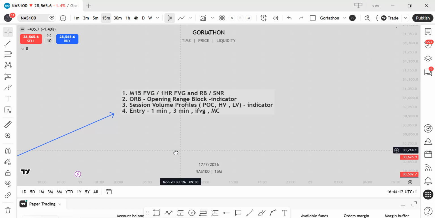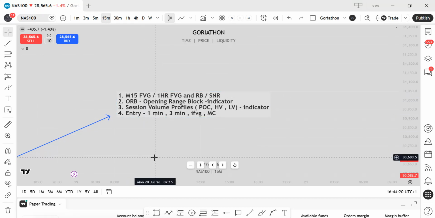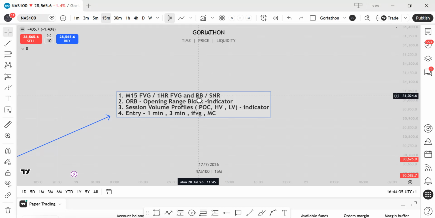Okay, so what are the key levels I was talking about? You have to know about the M15 fair value gap. There's no point in me explaining to you what a fair value gap is. That's basic stuff. So you need to mark the M15 fair value gaps. Then, of course, the 1 hour fair value gaps as well. And RB and SNR. So what are RB or SNR?